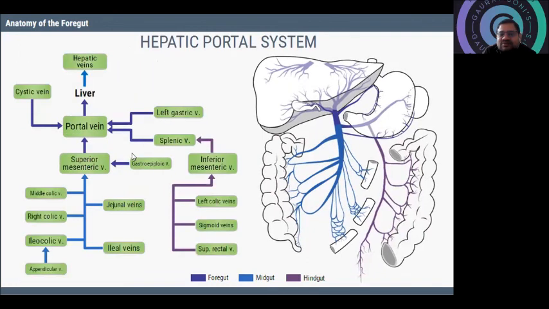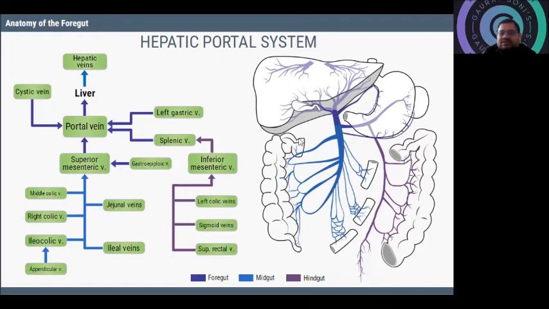This is the systemic presentation. Portal vein, liver, hepatic vein, cystic vein, left gastric, splenic vein. It forms the cystic vein. Then the superior mesenteric vein. Then there are certain tributaries.